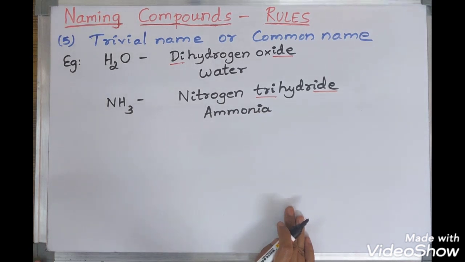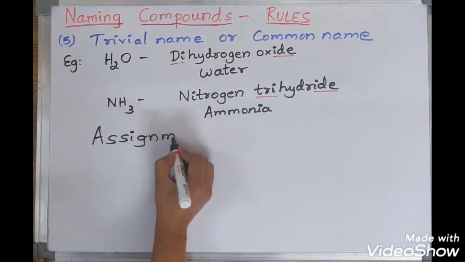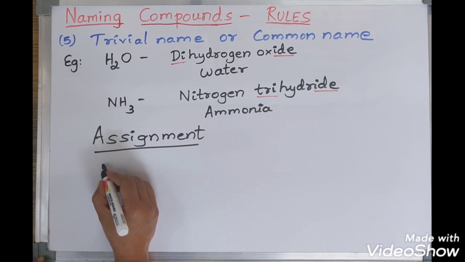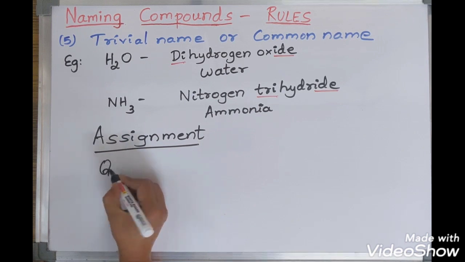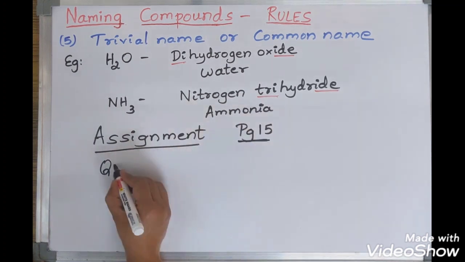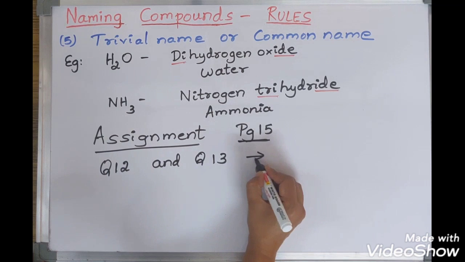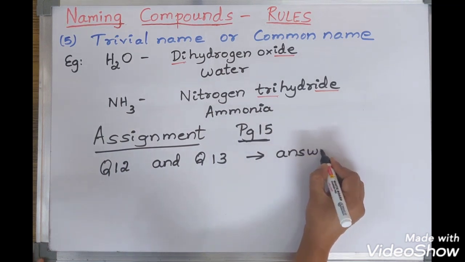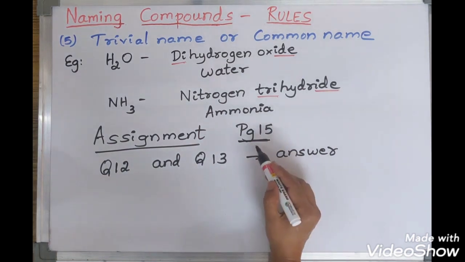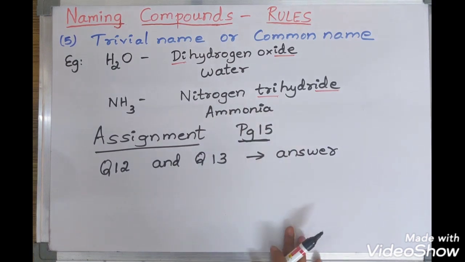Now for this part of the lesson, I have some assignment for you. The assignment is that you will be answering the questions that are given at the back of the textbook, page 15. In page 15, question 12 and question 13 you need to answer. Answer question 12 and question 13 given in the textbook at the back of the lesson, page 15. So this is the assignment for you for this part of the lesson.